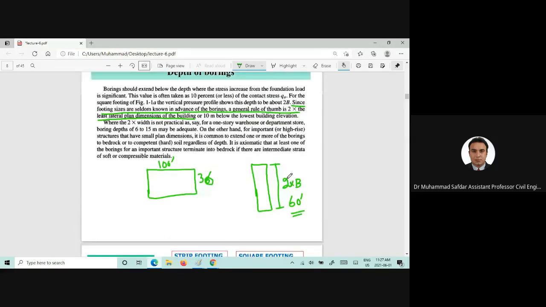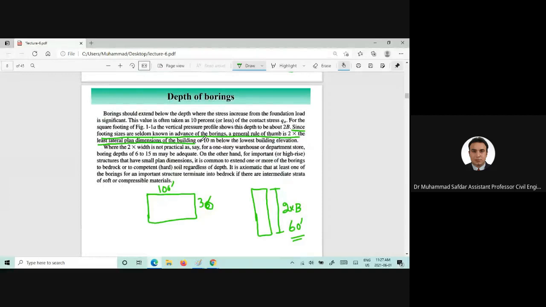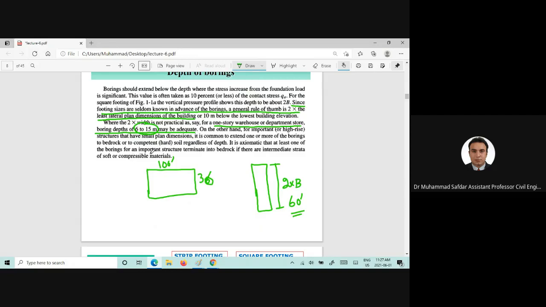But still there is also a problem, because if we are having a 1-story warehouse or a department store, the loads won't be too much, so it's better to go just 6 to 15 meters deep. That boring should continue till 6 to 15 meters. And for a high-rise building, it is recommended that we reach the hard stratum or competent soil, or the bedrock should be touched, or we need to get this information for high-rise or highly loaded foundations.